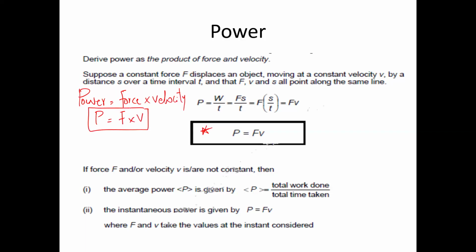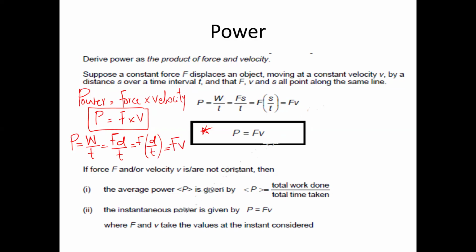Now where did this formula come from? Let us derive it. We know from the definition of power that power is work done divided by time. And work done is force into distance, over time. And we know that distance divided by time gives us speed. So we can also write it as F into V.